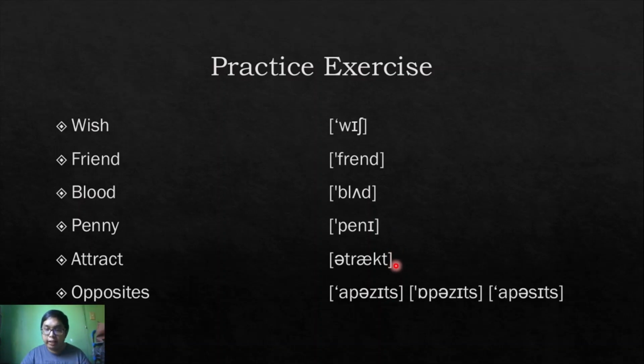Again, attract. Now, I have not placed the stress symbol here. I forgot to place this one. But if you try to notice, attract, the stress is on tract, right? So which is why you put the stress symbol before T, because it's the starting point of creating the stress. So attract, that's how you say it, okay?